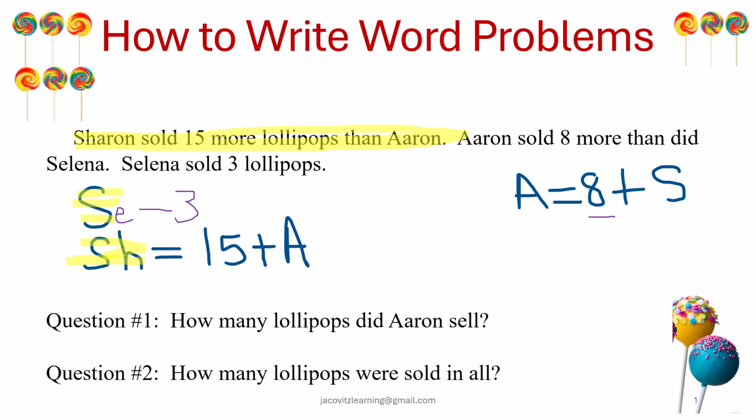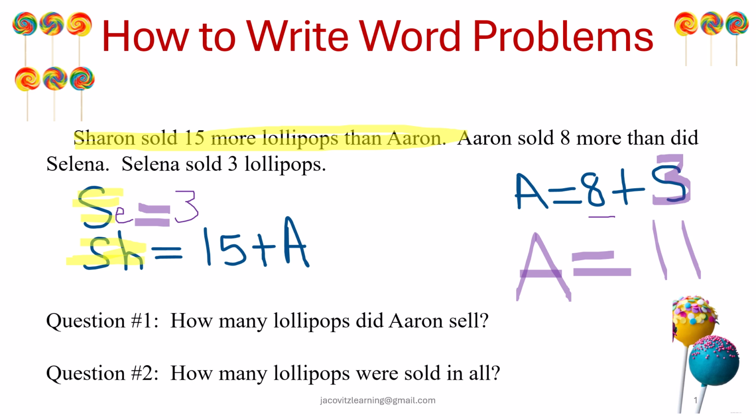So you already know your answer is 11. So A equals 11, because Aaron is 8 plus Selena, and Selena's 3. So you could easily put this 3 here. That's going to equal 11. Now, Selena is 3. 8 more than did Selena is 11.